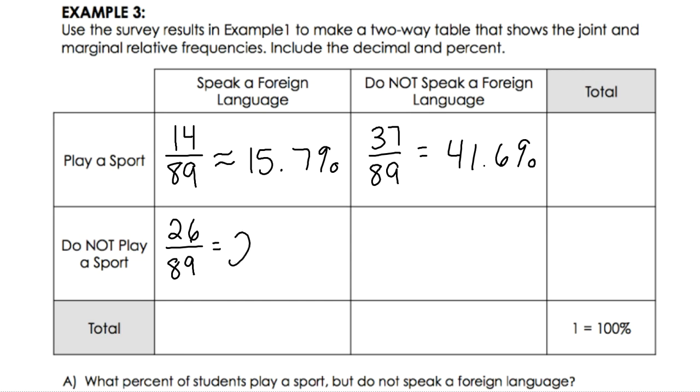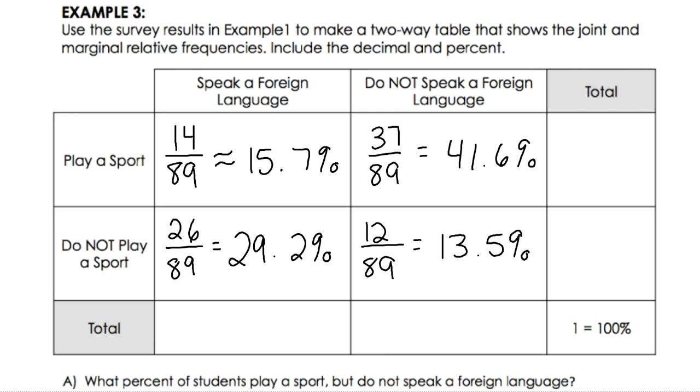Is about 29.2%. And then lastly, students who do not play a sport and do not speak a foreign language is 12 out of 89. So that puts us at about 13.5%. So those are our joint relative frequencies.